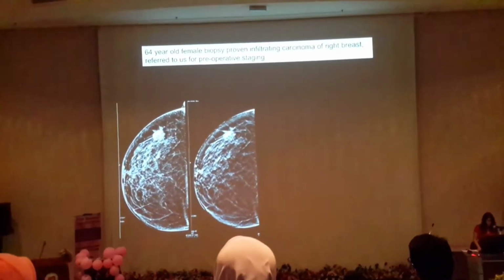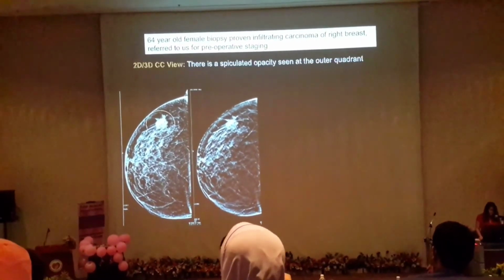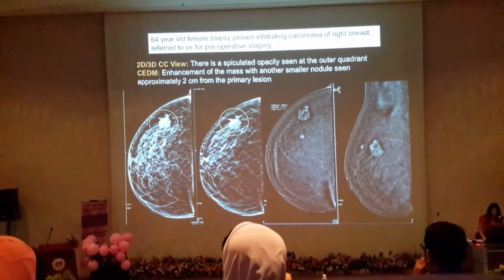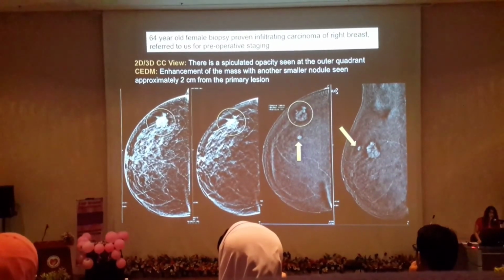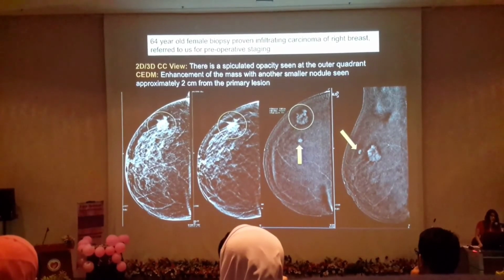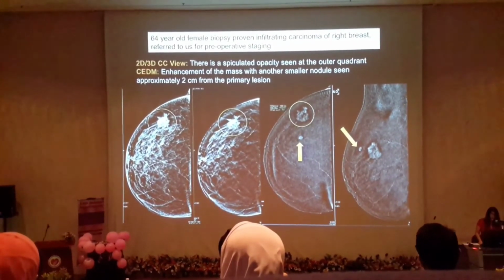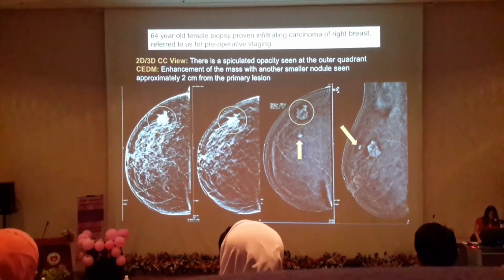This is another patient with a biopsy-proven infiltrating carcinoma of the right breast, referred for preoperative staging. These are the 2D and 3D mammograms, and the contrasted mammogram showed us another lesion about 2 centimeters away from the primary lesion. She was going to go in for breast conservation surgery. At least the surgeons found out that there was another lesion they had to tackle approximately 2 centimeters away. So it changed her management.